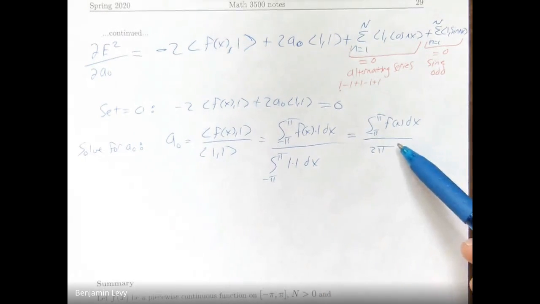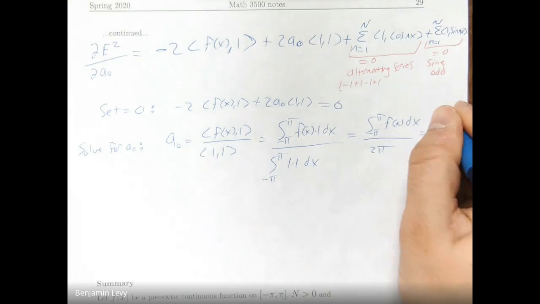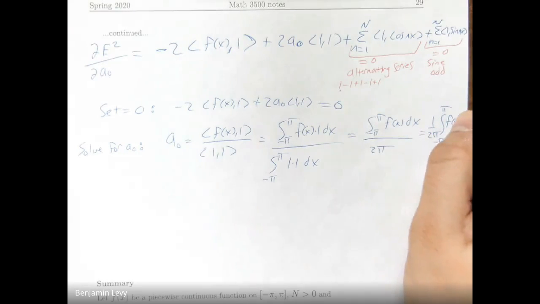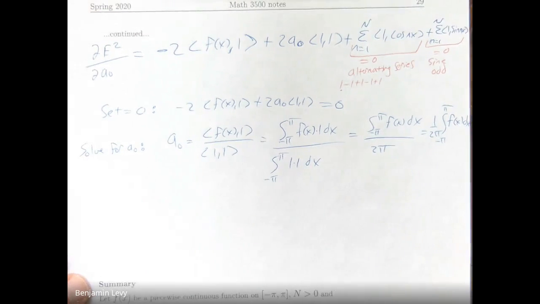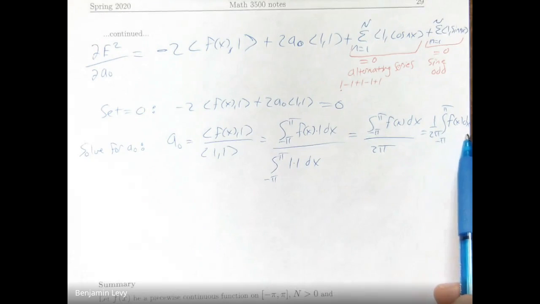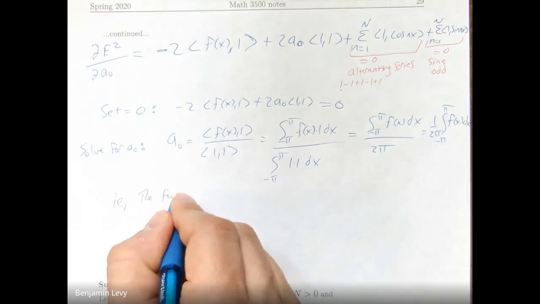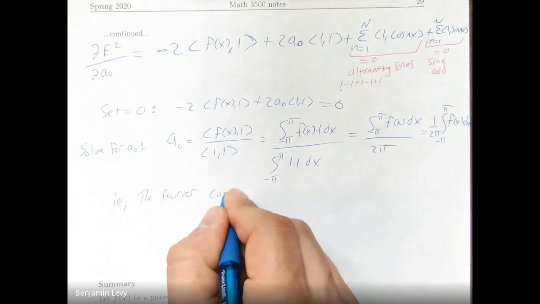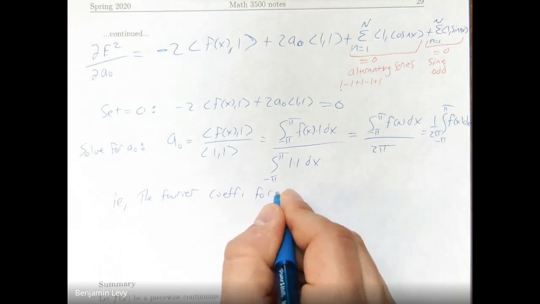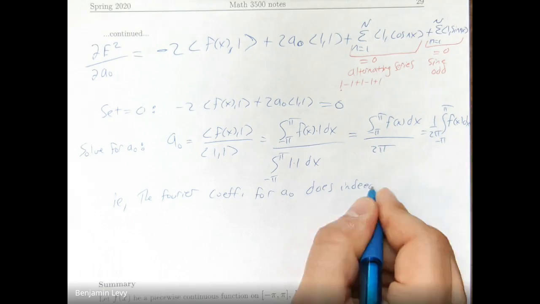And this is exactly the a0 Fourier coefficient, right? So we can pull the 1 over 2 pi out front. And this is a0 that we know. This 1 over 2 pi integral of f of x is the a0 coefficient. So in other words, what we just found is that the Fourier coefficient that we've been using for a0 does actually minimize the error.